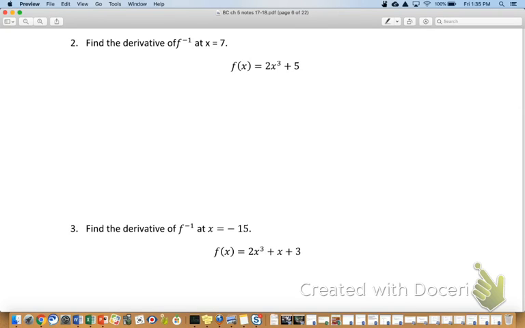I told my classes this last year, I'm not really a big fan of the whole f with the little -1 notation. It gets a little confusing, and here's an example of where it's confusing. If I was going to do the derivative of this, wouldn't the derivative of that look like this? Inverse of f prime. It looks whack.